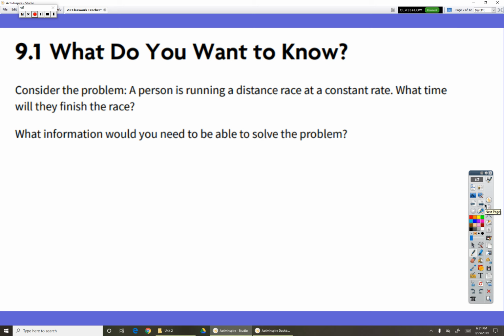Consider the problem. A person is running a distance race at a constant rate. What time will they finish the race? What information would you need to be able to solve the problem?